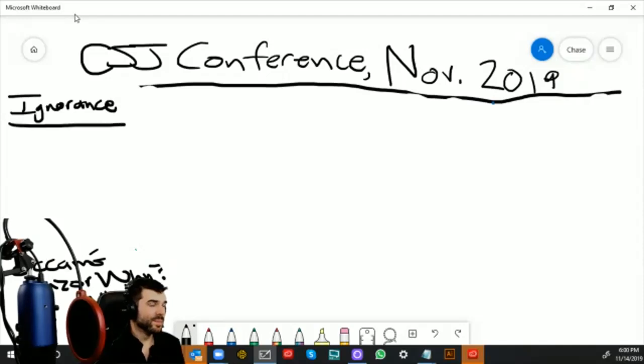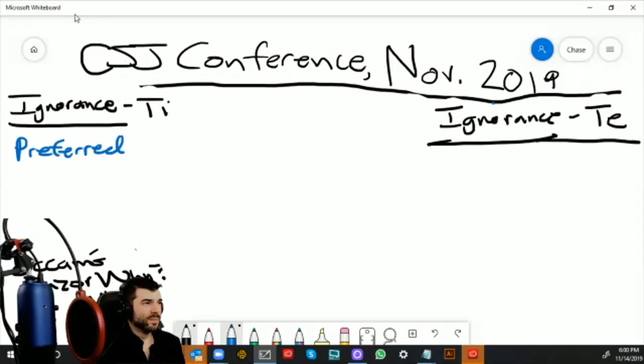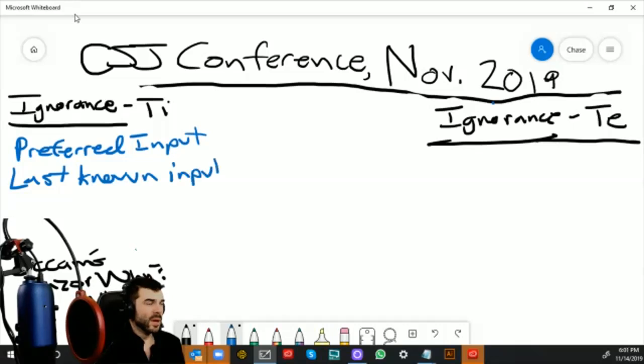Ignorance for a TI user. Ignorance for a TE user. Okay. So we looked at ignorance for a TI user, and that is using something called preferred input, or last known input. That's a source of ignorance for a TI user.